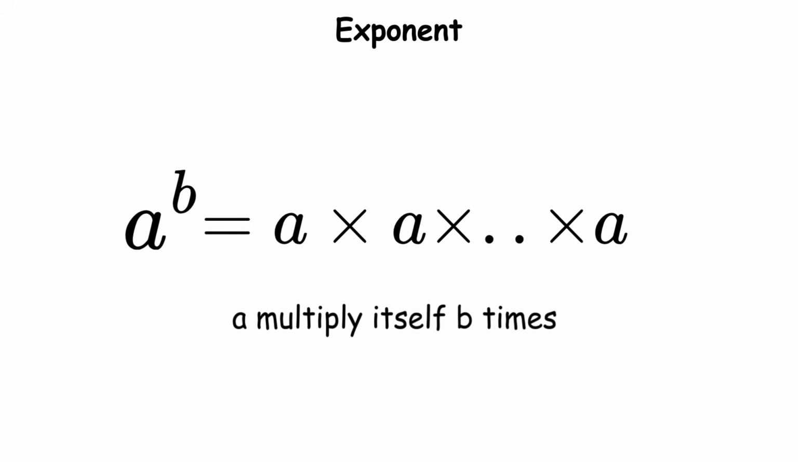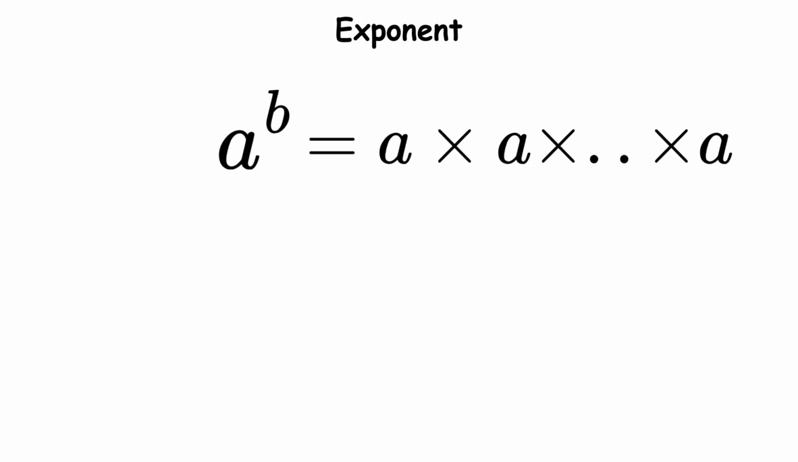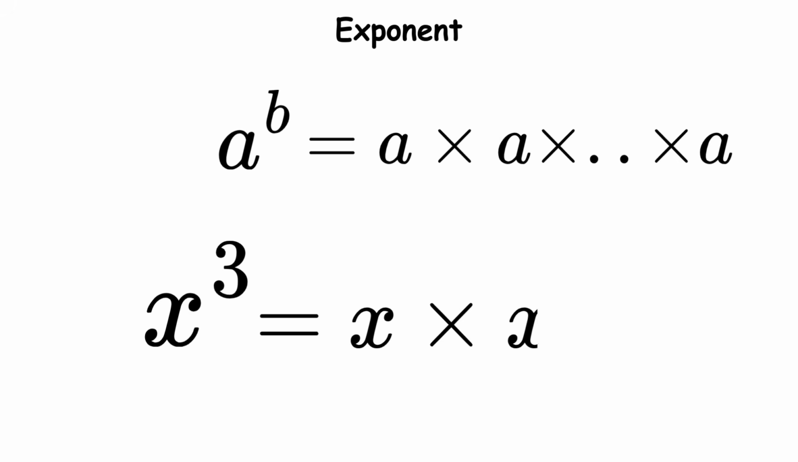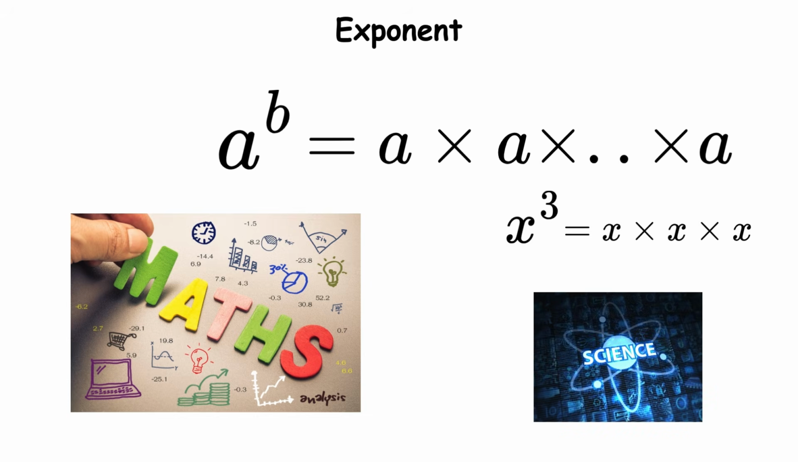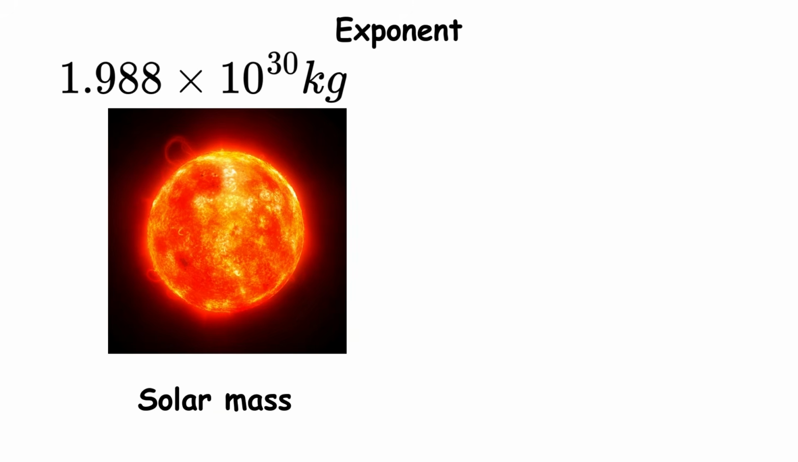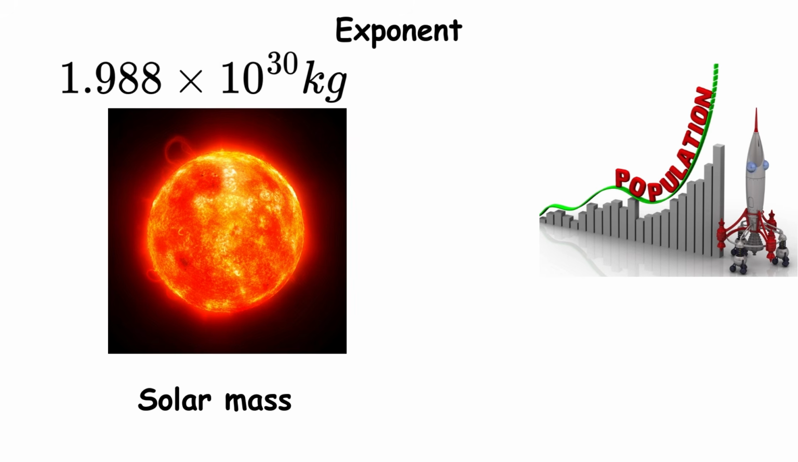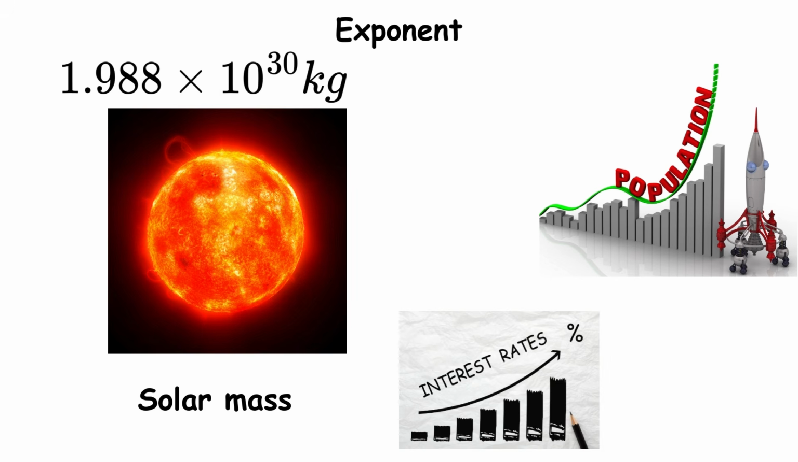An exponent tells us how many times to multiply a number by itself. For example, x cubed means x times x times x. Exponents are used extensively in both mathematics and science to express large numbers, powers of 10, and exponential growth processes, such as population increase, radioactive decay, and compound interest.